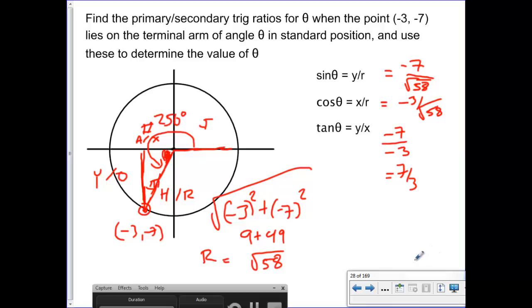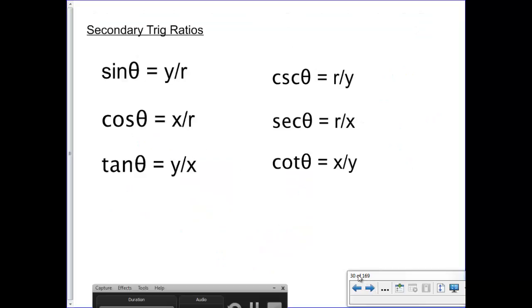Last year I also made you guys do something I knew in advance would hopefully help with this year, and they were called the reciprocal relationships. And so I've got them on another slide here. This is called a cosecant, good, you guys remember this. This is called a secant. This is called a cotangent.